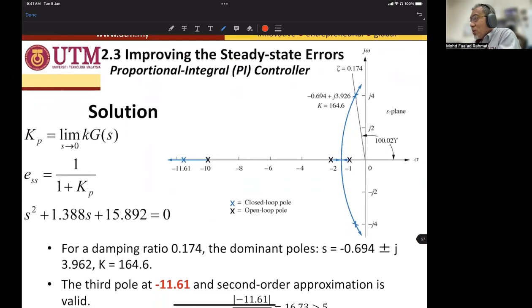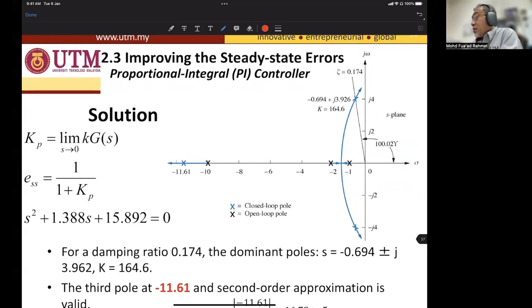So we draw the root locus, and then we take the protractor, put it at the origin, and then we measure the theta.